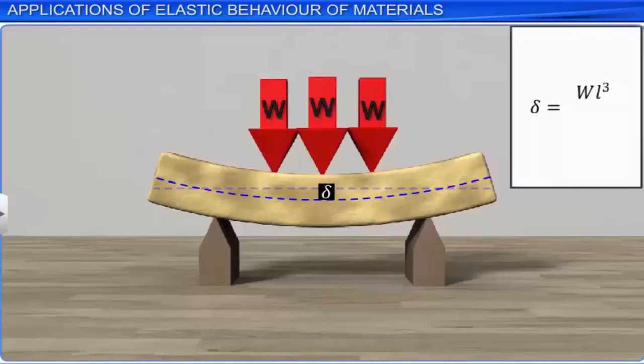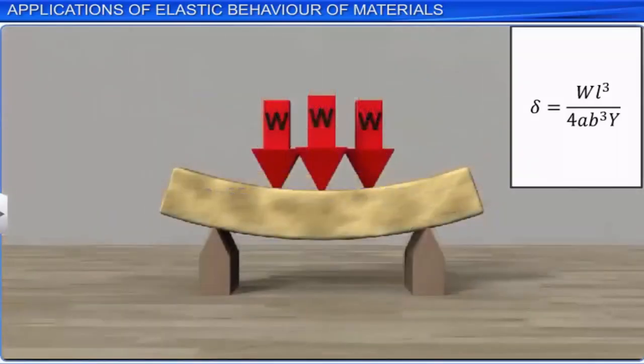It must be kept in mind that the beam bends less for a given load if the width B is greater and the length is smaller. This is due to the fact that the deflection of the beam due to the load is inversely proportional to the cube of the width and directly proportional to the cube of the length of the beam.